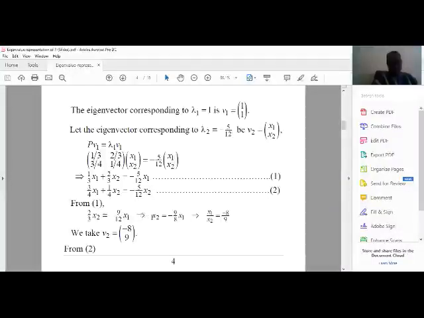This implies that we can express x2 as minus 9/8 x1. Then we express as a ratio, x1/x2 will be equal to minus 8/9. So now we can take x1 to be equal to minus 8. We can take x2 as equal to 9. So the second eigenvector will be minus 8, 9. That's V2. The second eigenvector will be equal to minus 8, 9.